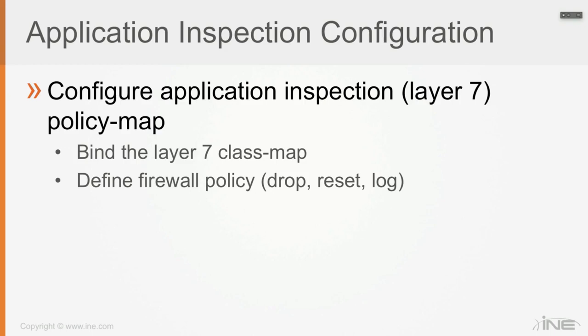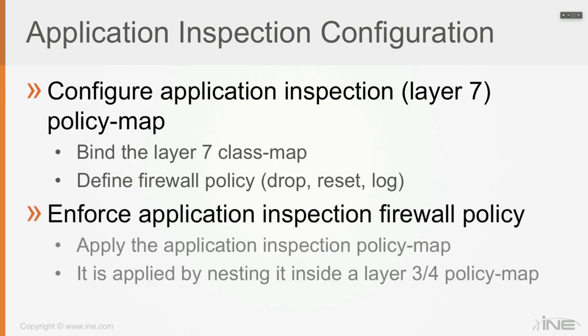And the last step is going to be to enforce the application inspection firewall policy, which means to apply the application inspection policy map, which, just like in the case of IOS zone-based policy firewall application inspection, is going to be applied by nesting the layer 7 policy map within a layer 3-4 policy map.